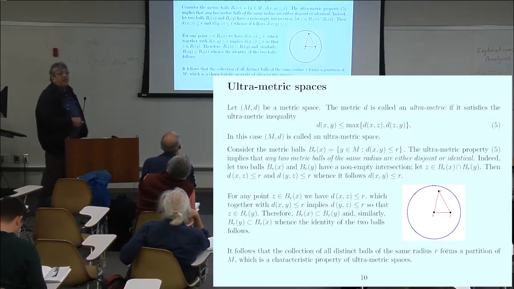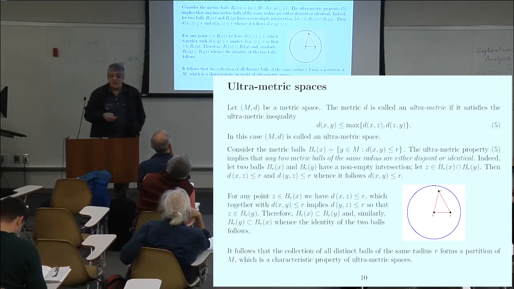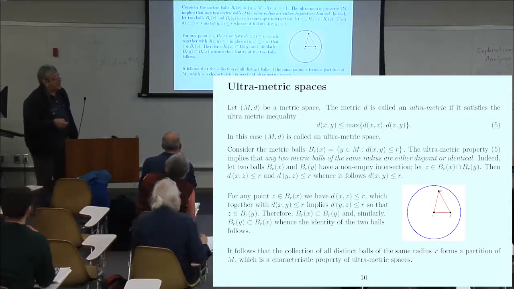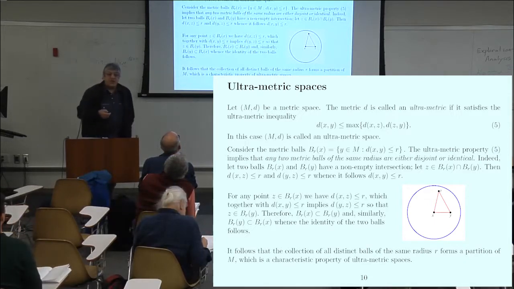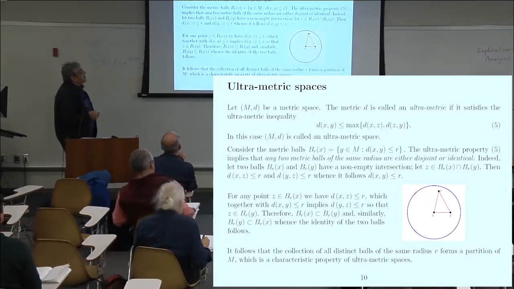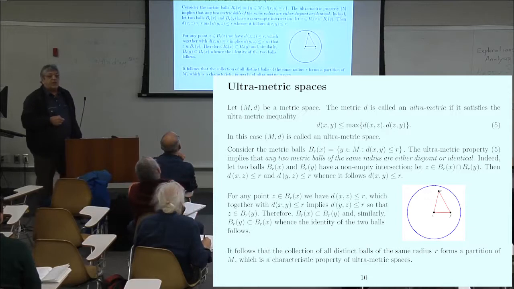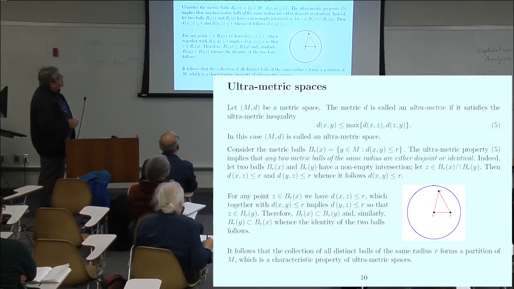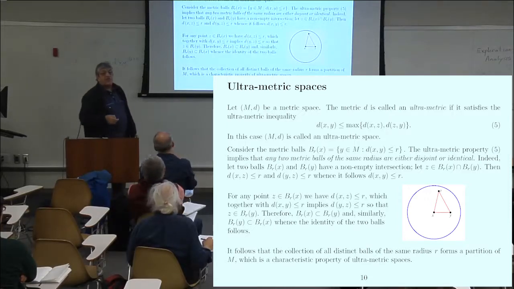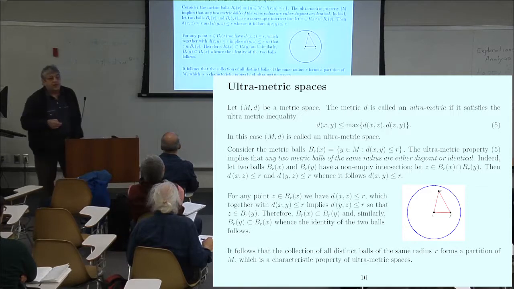Now we come to a completely new subject. One can forget everything which was before and start with the notion of ultrametric space. So this is a metric space (M, d), where the metric d satisfies a stronger inequality than just the classical triangle inequality. That is, for all x, y, and z, the distance between x, z must be bounded by the maximum between the distances d(x, z) and d(z, y). Of course, the classical triangle inequality is when there is a plus here, right? But if we replace plus by max, we get a stronger inequality, which is called the ultrametric inequality, and this metric is called an ultrametric.